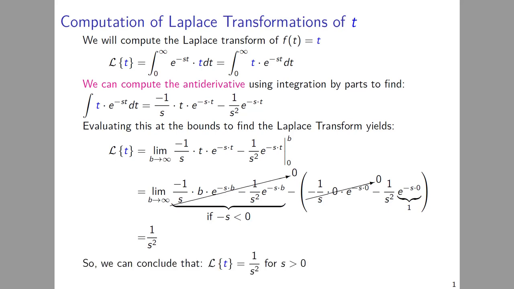So we can conclude that the Laplace transform of t is 1 over s squared for values of s that are bigger than 0.